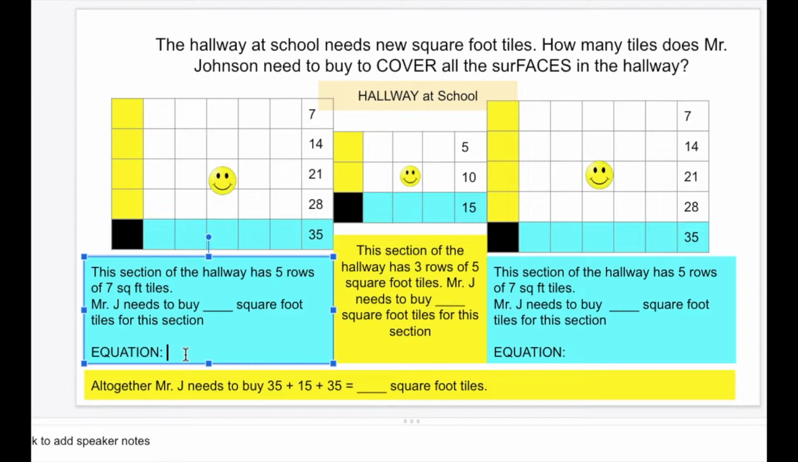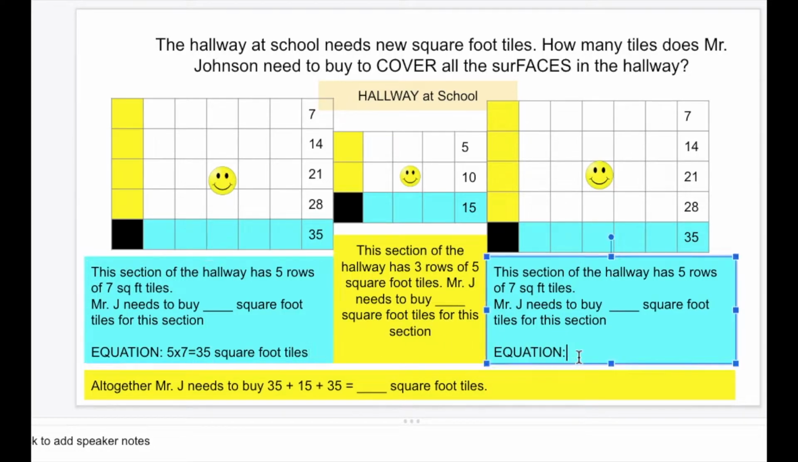The equation can be filled in, but the equation that would go with that would be 5 rows of 7 tiles equals 35 square foot tiles. And then the same equation would be over here because it's the same size. So it would be 5 rows of 7 equals 35 square foot tiles.